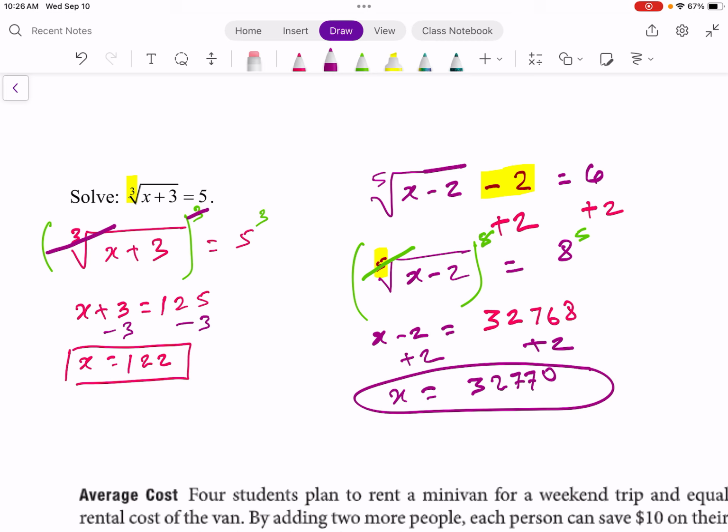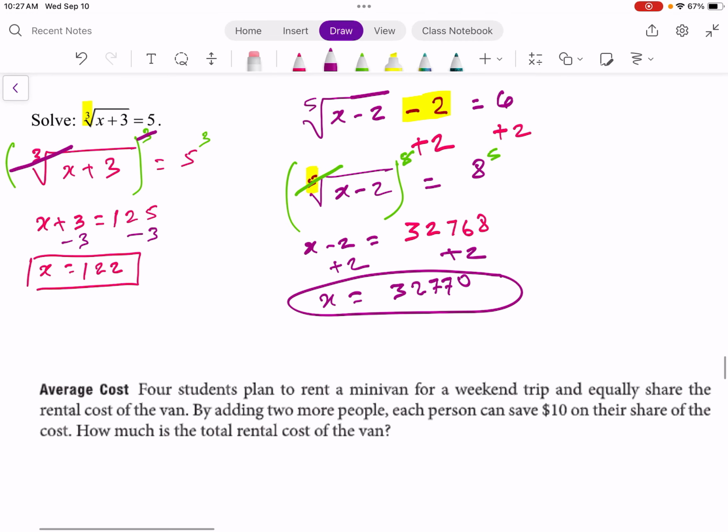Okay, any question in solving radical equations? You will get one rational equation and one radical equation on your exam. So you should know how to solve rational equations. You should know how to solve radical equations.